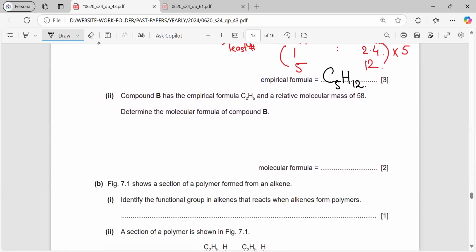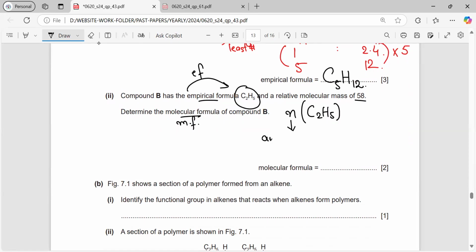Compound B has the empirical formula C2H5. This is the empirical formula of another compound. The relative molecular mass is 58. Determine the molecular formula of compound B. Now, the empirical formula is given to us, and they're asking us to find the molecular formula of the compound. To find the molecular formula, we will multiply this empirical formula with any number n.